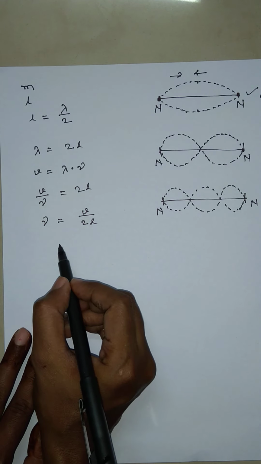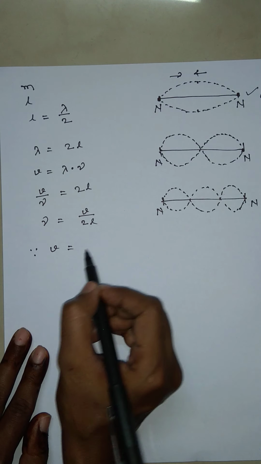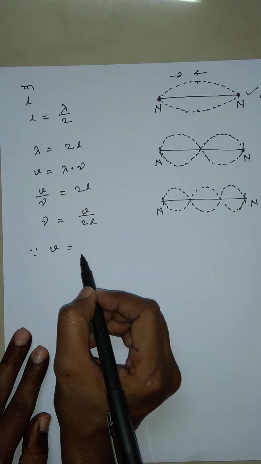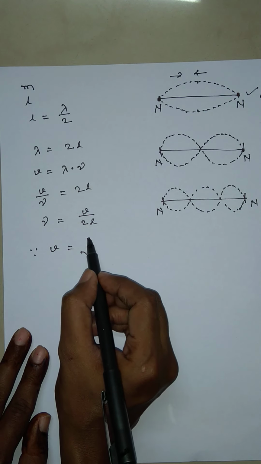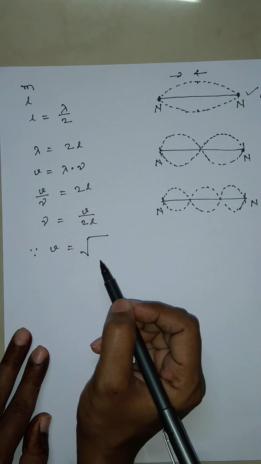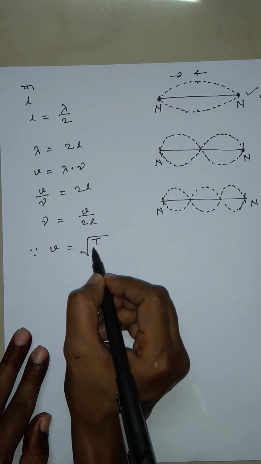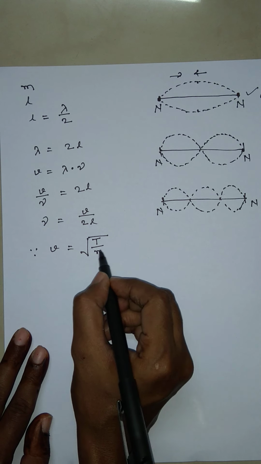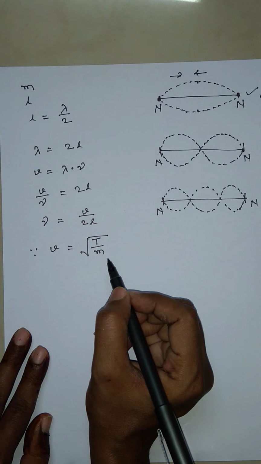But we have seen the expression for velocity of a transverse wave generated on a string, which is related to the tension in the string and is related to the moment of inertia, that is mass per unit length of the string.